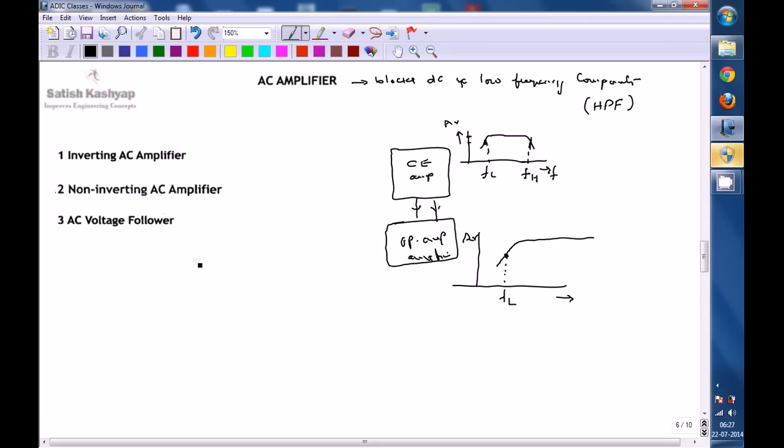One is the inverting AC amplifier, the second is the non-inverting AC amplifier, and the third is the AC voltage follower. Here 1 and 2 are AC amplifiers only, but depending on whether your input is applied across the non-inverting input or the inverting input, there will be two cases: inverting AC amplifier and non-inverting AC amplifier. So first we will study the inverting AC amplifier.